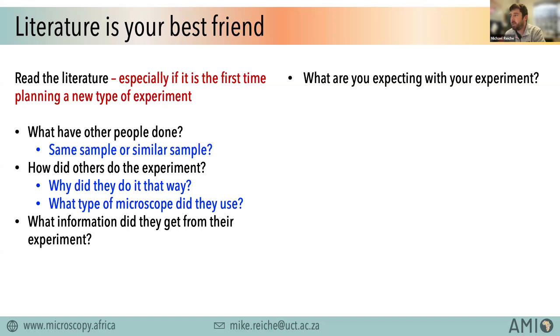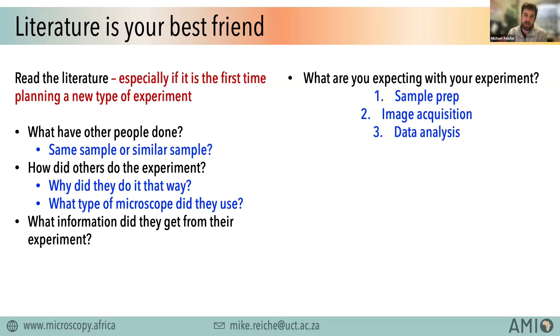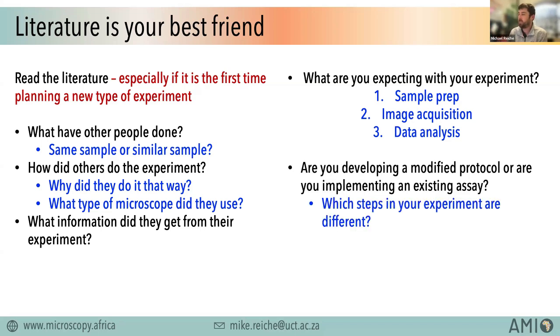So from the literature, you'll also be able to kind of get an appreciation for what to expect with your experiment. And that applies to the three components I mentioned before. It's your sample preparation, it's your image acquisition, it's your data analysis. These are all the three main themes that you'll always see in most microscopy experiments. And then you can decide, are you going to modify an existing protocol? Are you going to directly implement an assay to count cells that are stuck in metaphase of the cell cycle? Some of these things can be replicated and repeated, but some of them you have to kind of explore and work it out as you move along.